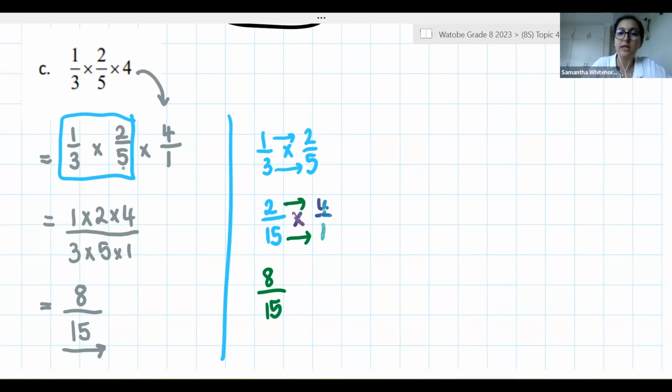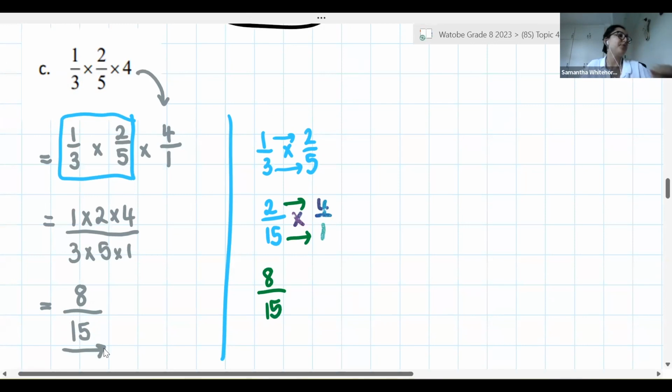So if you need to do it step by step, do it step by step. We can't divide by 2 because 15 doesn't divide evenly by 2. 15 divided by 2 is 7.5. And we never want decimals or fractions in fractions. So we can't do anything there. 8 over 15 is the simplest we can go.